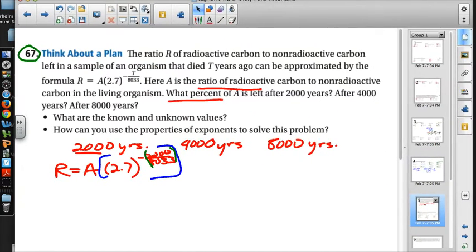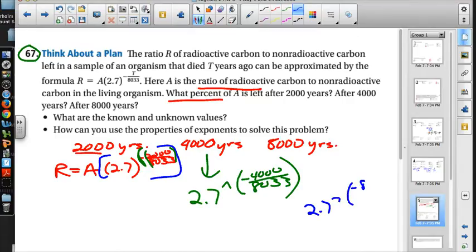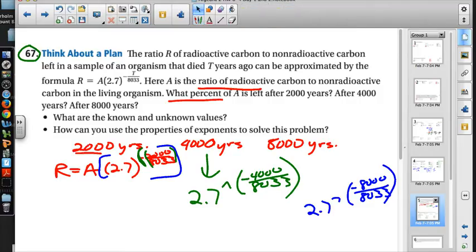You'll do the exact same procedures for the 4,000 and the 8,000. You're just going to be using a 4,000 instead of a 2,000. So for the 4,000 years, it will be 2.7 to the negative 4,000 divided by 8,033. And the last one over here will be 2.7 to the negative 8,000 divided by 8,033. And that'll give you your percentage.